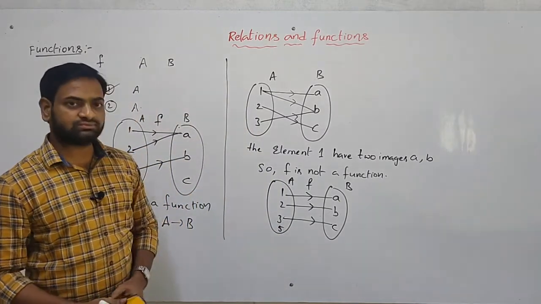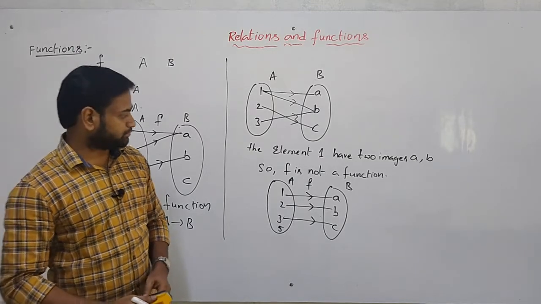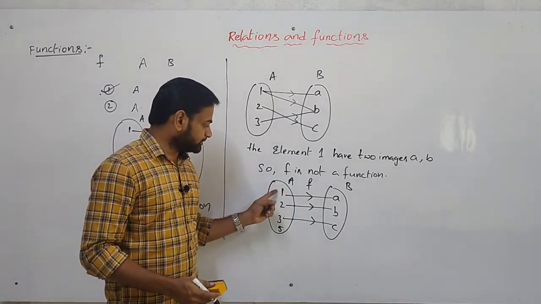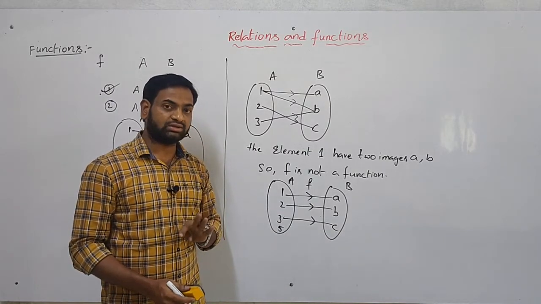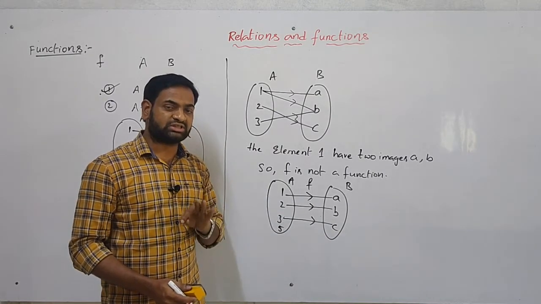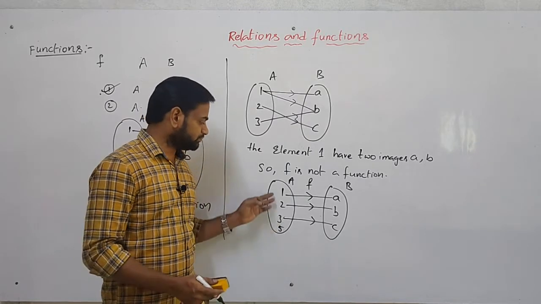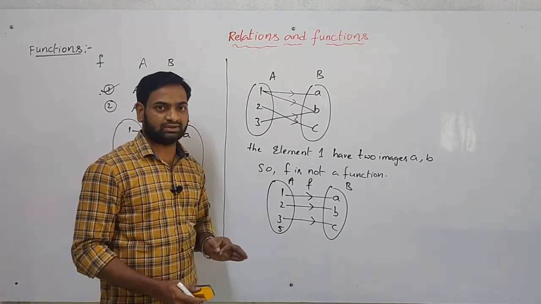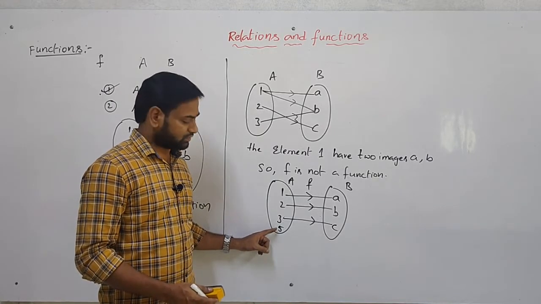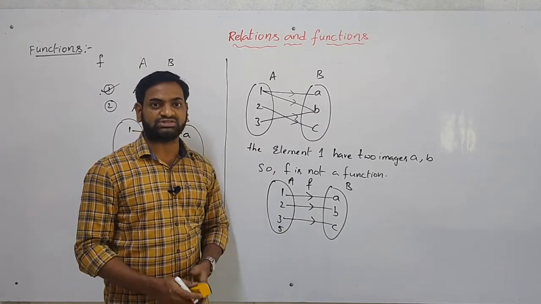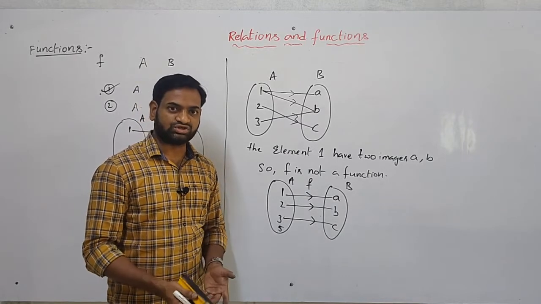Is it a function? No, because in the set A, a total of 4 elements are there. But how many elements are in the mapping? Only 3 elements are in the mapping. There is no mapping for the 4th element. For the 5 there is no mapping. That's why it is not a function.